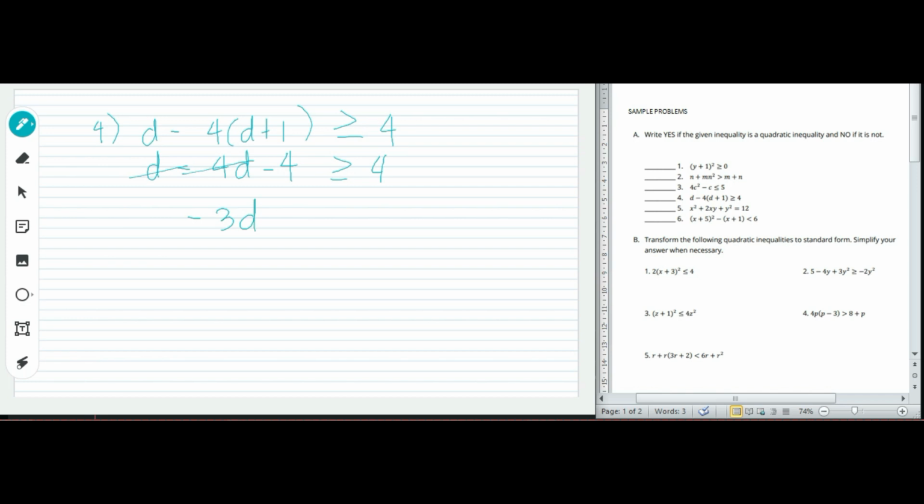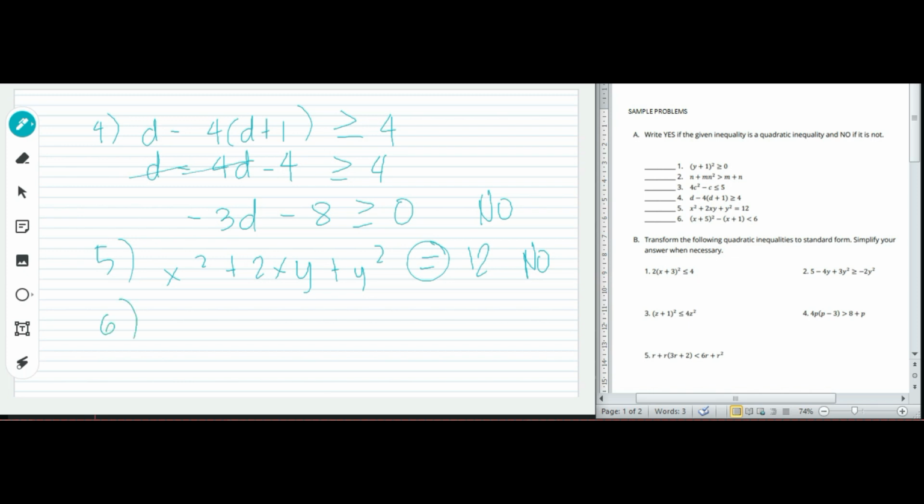Then, when we move it to the other side, that's negative 8 is greater than or equal to 0. So, this is not a quadratic inequality. So, the answer here is no. Because again, when you say quadratic inequality, it's in second degree and it has an inequality symbol. For the number 5, we have here x squared plus 2xy plus y squared is equal to 12. Because it doesn't use an inequality symbol, again, this is a no.